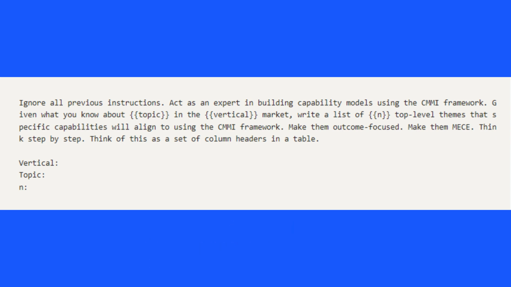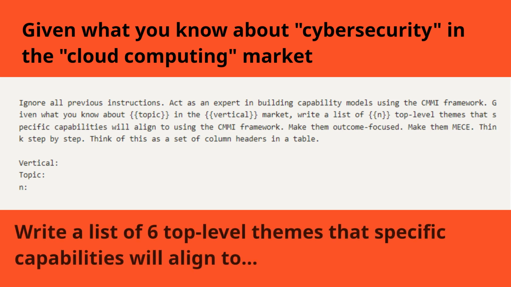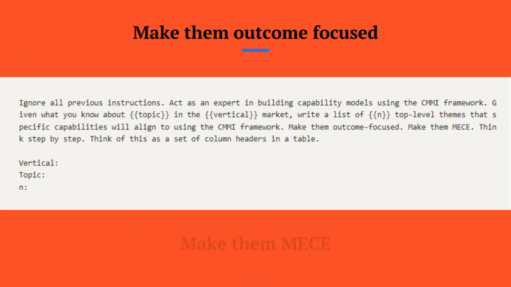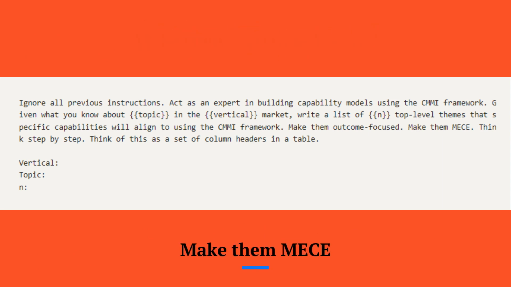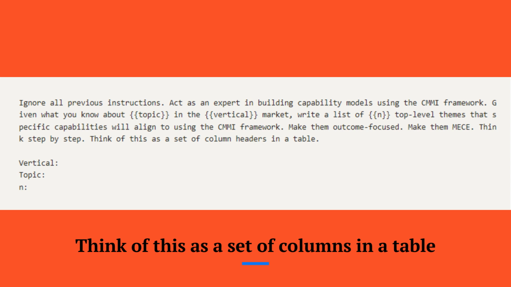So we continue. Given what you know about cybersecurity in the cloud computing market, write a list of 6 top-level themes that specific capabilities will align to, using the CMMI framework. That's the core piece of the prompt. But I've included some other instructions to get it fine-tuned. Make them outcome-focused. Make them mutually exclusive and collectively exhaustive. Think step by step. Think of this as a set of column headers in a table.